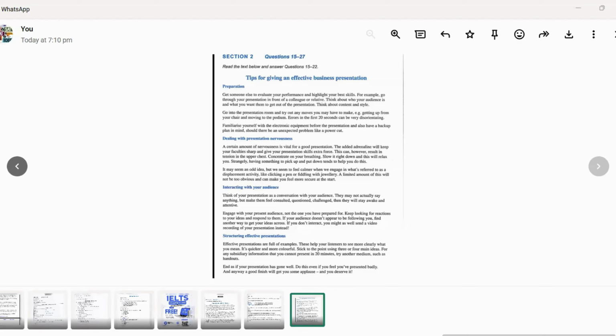And you can see that there are subheadings: preparation, dealing with presentation nervousness, interacting with your audience, structuring effective presentation. Now, each question will be centered on each of these. For example, you might be asked, what is the best way to make a presentation? Just come to this first one that is talking about presentation, read it and extract your answer from it.